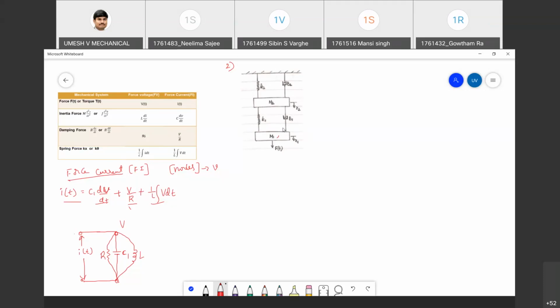I hope everyone copied. Can someone help me to write a free body diagram?